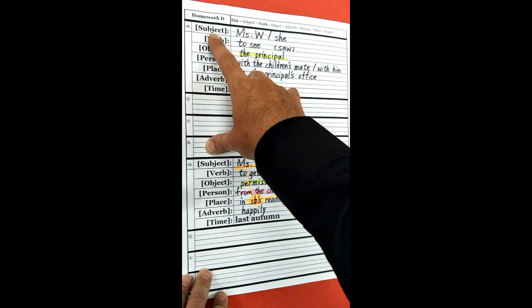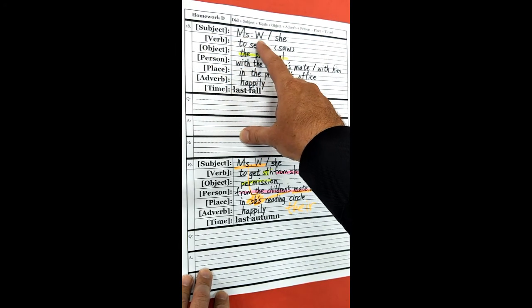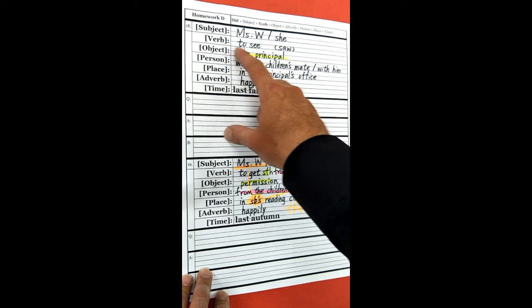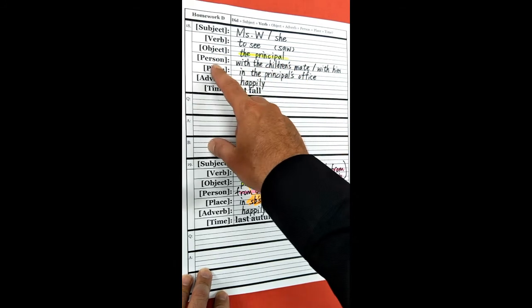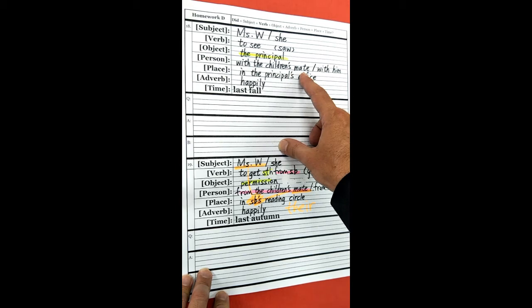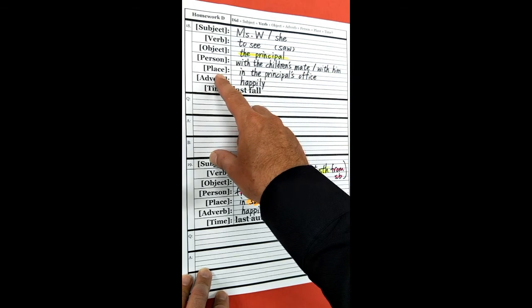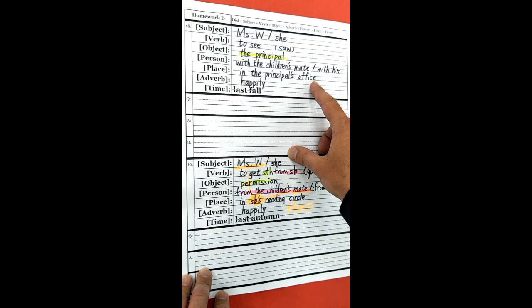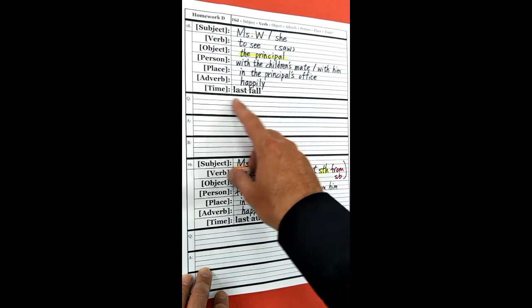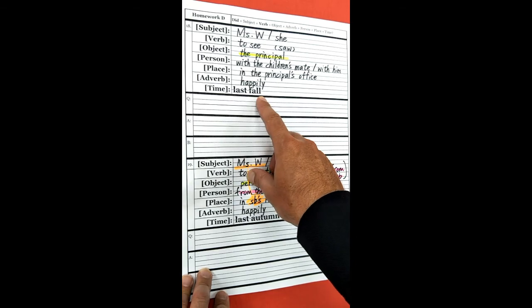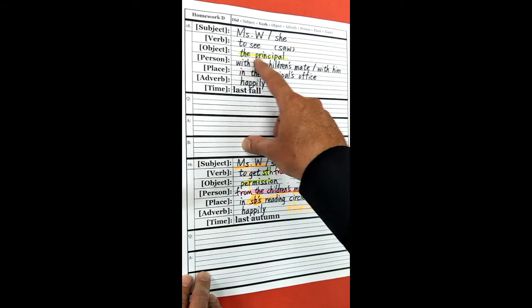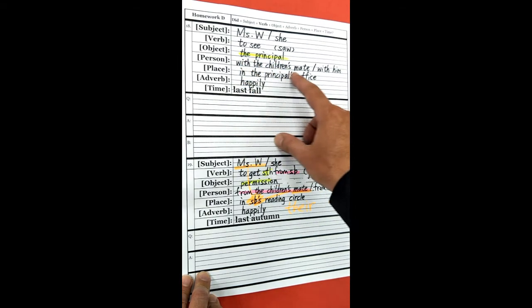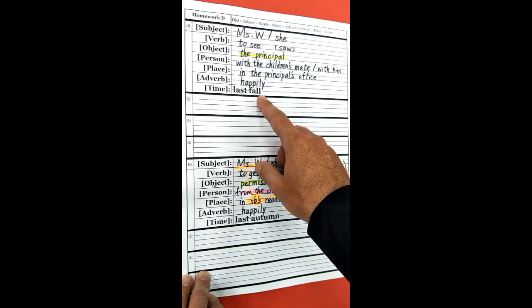All right, number 18. Subject, Ms. W. She. Verb, to see, saw. Object, the principal. Person, with the children's mate, with him. Place, in the principal's office. Adverb, happily. Time, last fall. Did Ms. W see the principal happily with the children's mate in the principal's office last fall?